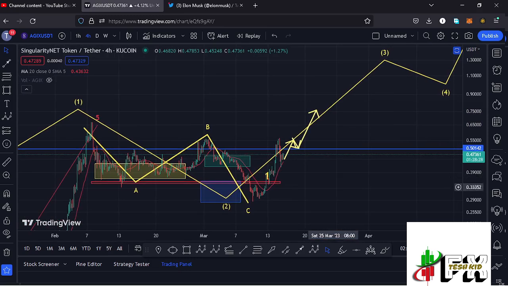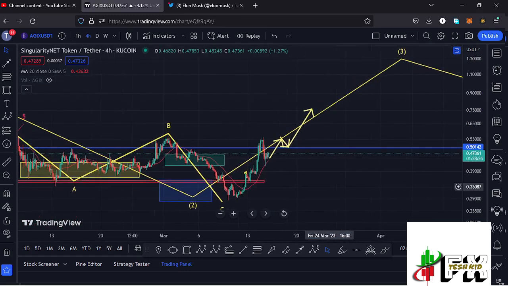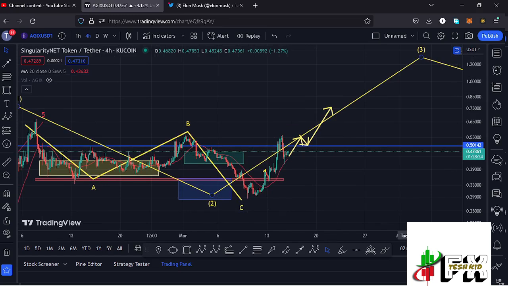And I believe that we have now bottomed out in the formation of that higher Elliot wave count 2, and whatever we are seeing at the moment is the start of an impulsive wave to the upside in the formation of this wave 3.